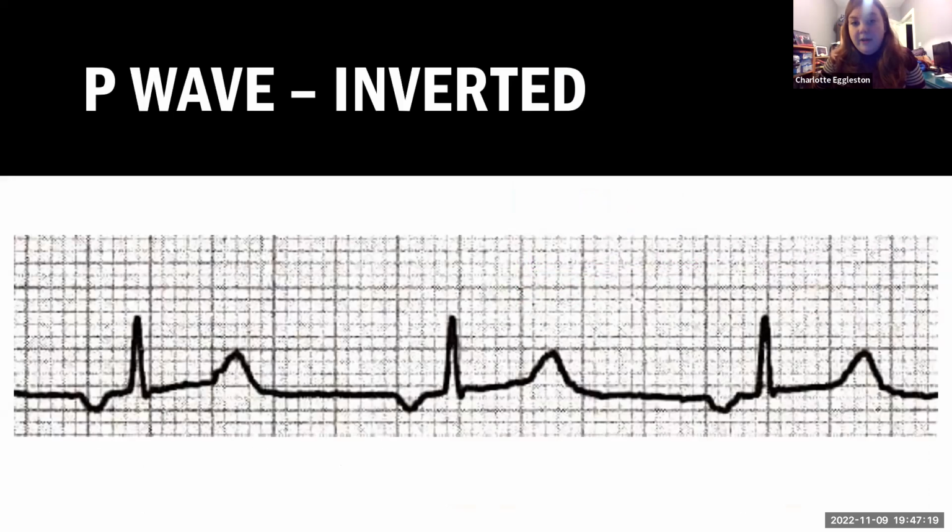The P wave might also be the wrong way round. That normally means it hasn't come from the sinoatrial node, so it's not spread nicely over the atrium. It's effectively gone in the wrong direction.